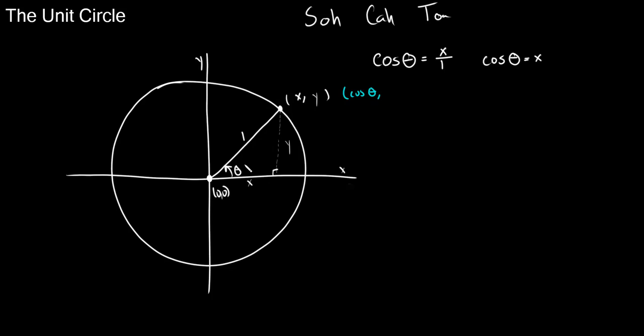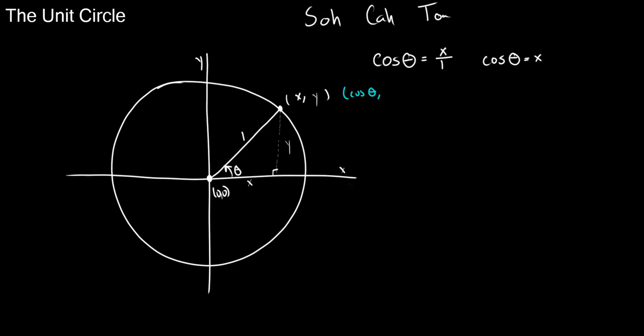What does that mean? Well, that means that to find the x-coordinate, I can just do cosine of whatever that angle is. So cosine of theta is equal to x. That means the x-coordinate is cosine of whatever this angle is. So if it was a 45-degree measure, x would be cosine of 45. If it was a 190-degree measure, the x-coordinate would be cosine of 190. That's very important.